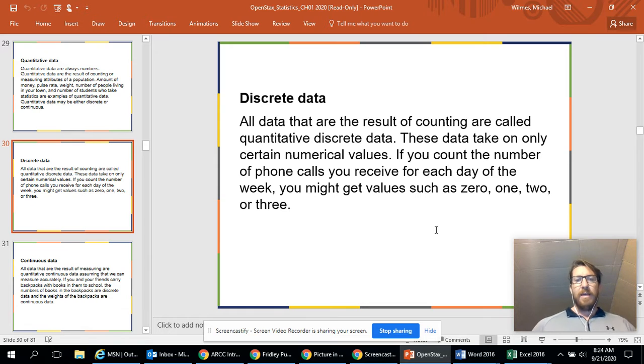Discrete is all of our counting numbers, so all of our integers. So no decimals, no fractions, just individual numbers. That's what we call discrete data. You know, the number of people in my house, the number of smoke detectors here. You can't have 1.5 smoke detectors.